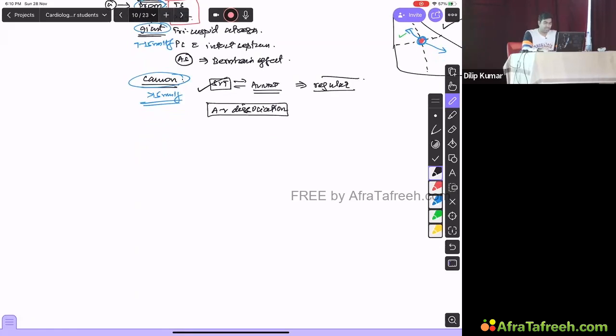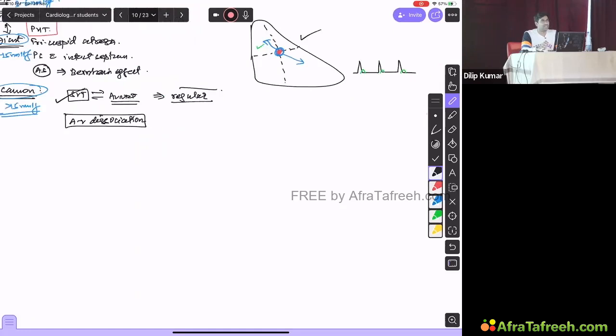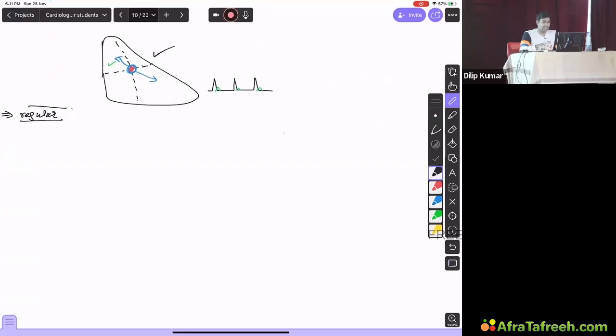AV dissociation. So what do you mean by AV dissociation? Normally only one pacemaker should control the heart. It could be a normal pacemaker or an abnormal pacemaker. In this example, this is an abnormal pacemaker, but still it's only one pacemaker controlling both atrium and ventricle. Similarly, the SA node controls both atrium and the ventricles. Likewise, in this example also, one pacemaker controls both atrium and ventricles. So there is no AV dissociation. Both are coupled together.